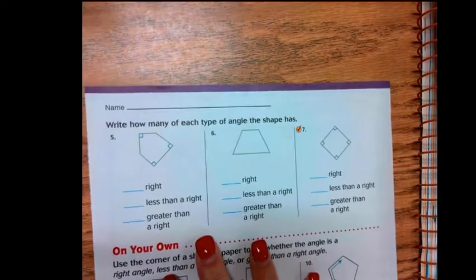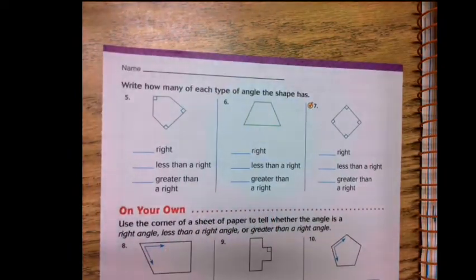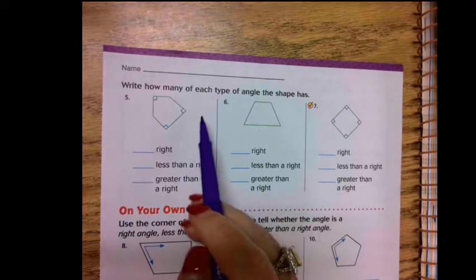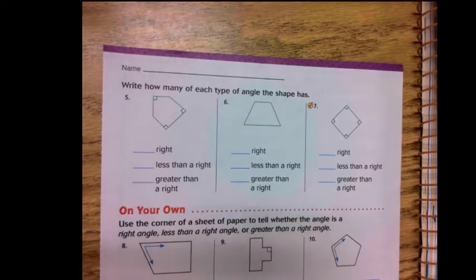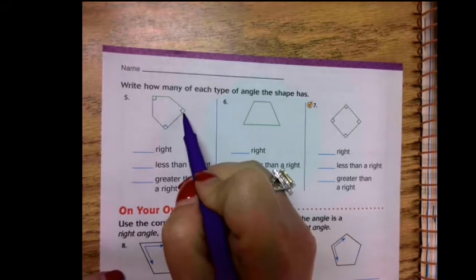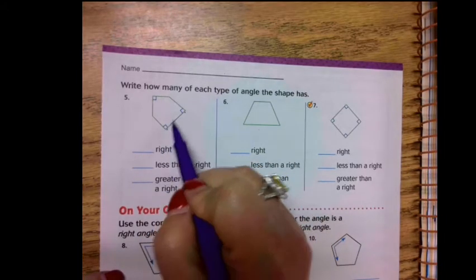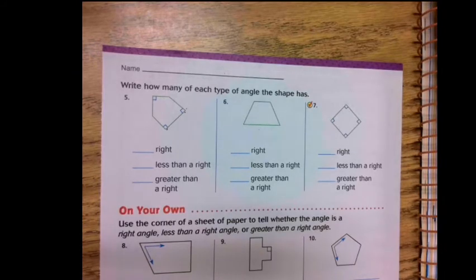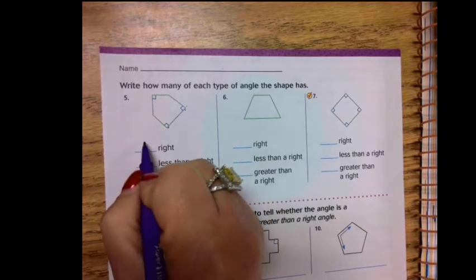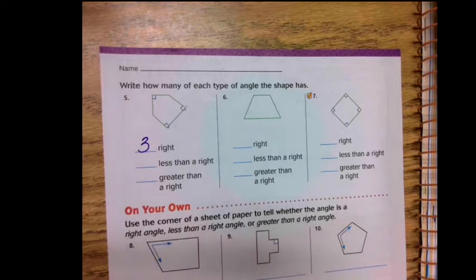Now, let's look at these together. It says, write how many of each type of angle that each shape has. So let's look at this shape at the top. Kind of looks like a little barn to me. Okay. How many right angles can you spot? Remember, they kind of help us out because I already see those little drawings that they do to finish my square. How many of those do you see? There are 3 right angles.